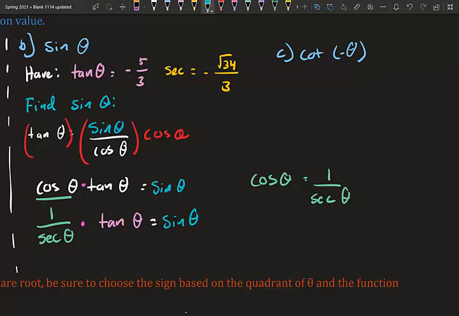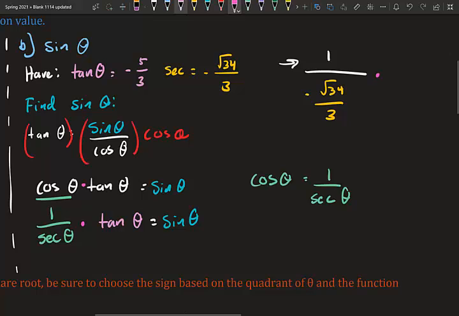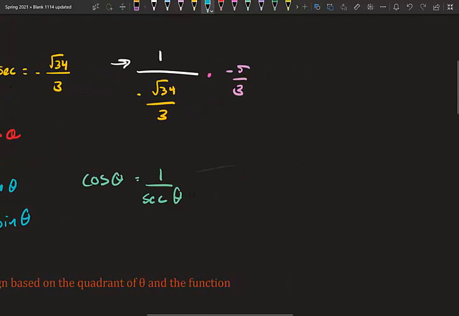You're always going to want to replace everything as the trig function you have and then plug in numbers. So we replaced everything with what we have. We have secant, we have tangent, we need to find sine, so that's why we flipped it. So now we can plug it in. So we have 1 over secant theta. Well, the secant theta we found was negative square root of 34 over 3. And then that's times our tangent theta. The tangent theta we have is negative 5/3. And that equals sine theta.